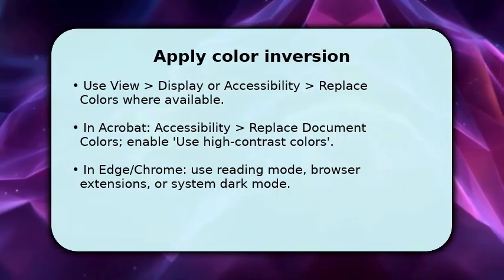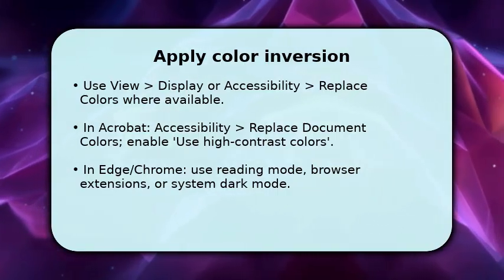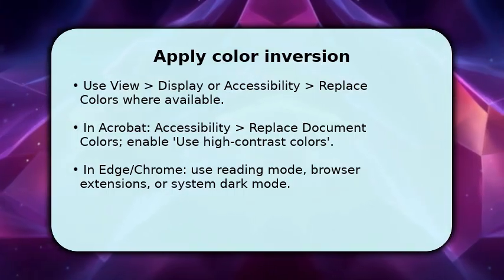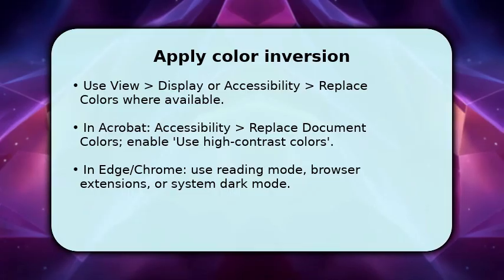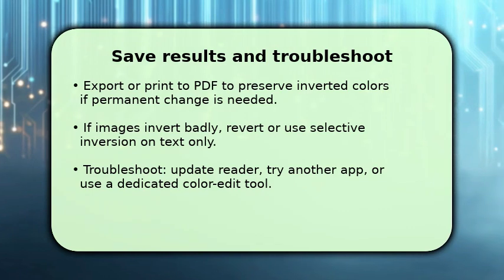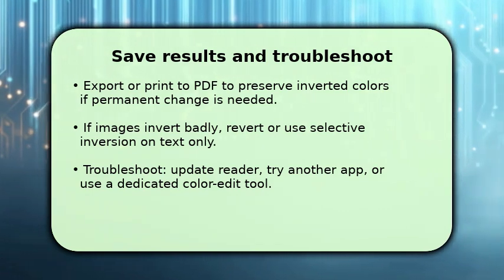For other readers, look under View or Display for a night mode or high contrast option. Once configured, scroll through pages to check images and annotations. You finish by saving the inverted version, export or print to PDF to bake the color changes into a new file if you want permanence.